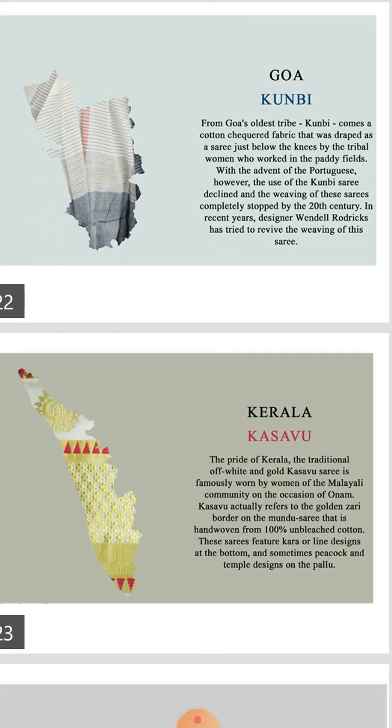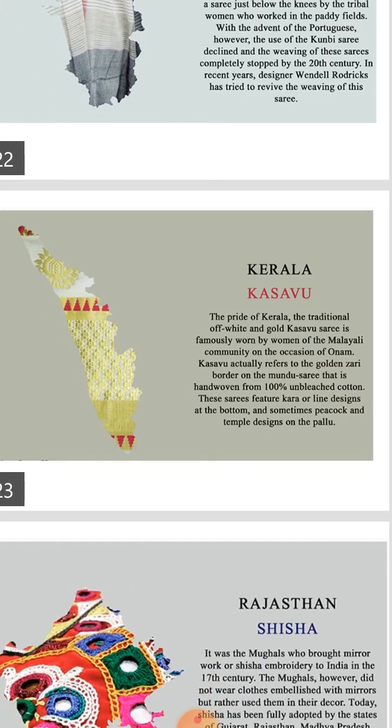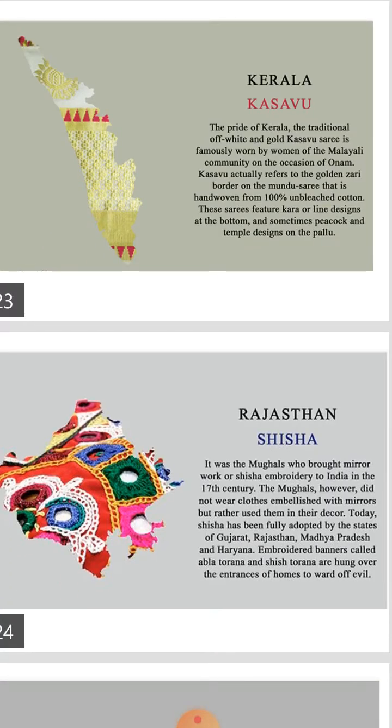Goa. From Goa's oldest tribe, Kunbi, comes a cotton checkered fabric that was draped as a sari just below the knees by the tribal people. With the advent of the Portuguese, however, the use of the Kunbi sari declined and the weaving of these saris completely stopped by the 20th century. Kerala is associated with the Kasavu cotton sari.